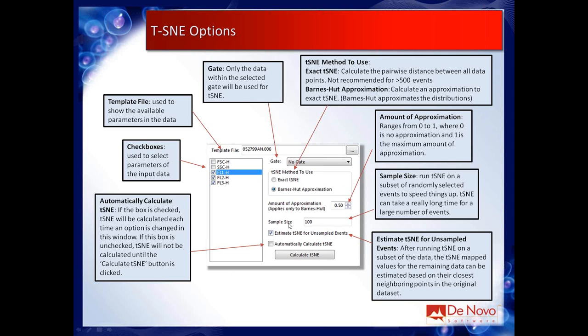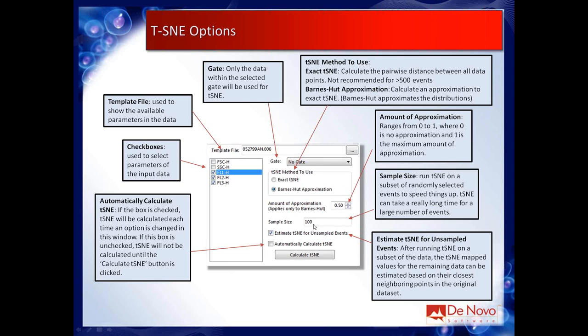Oh, sorry. The amount of approximation ranges between 0 and 1, and this only applies to the Barnes-Hut approximation. 0 is the least amount of approximation, at which point it's actually slower than exact tSNE, so you may as well just use exact because they're pretty much the same. But 1 is the maximum amount of approximation that you want to have. Usually 0.5 is going to give you decent results.